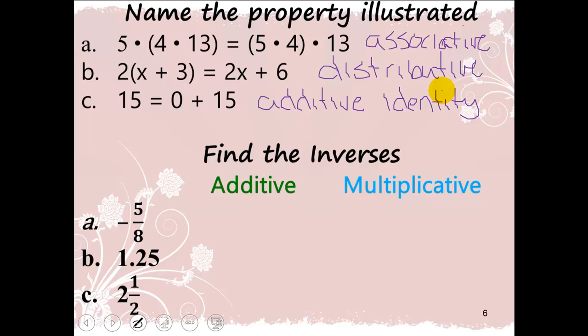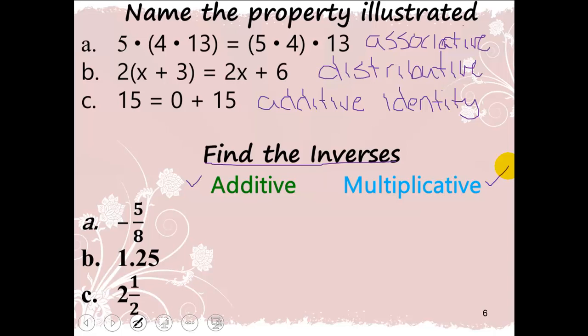Now for this bottom section, what it's asking you to do is find the inverses, okay? And for every number, there's an additive inverse and a multiplicative inverse. So I want you to hit pause, and I want you to find the additive and multiplicative inverse of each of these numbers. Now remember that you may have to do some work on the number just a little bit to get it in the form that you need. Like C, that's a mixed number. Make it an improper fraction before you find the multiplicative inverse. All right? Okay.